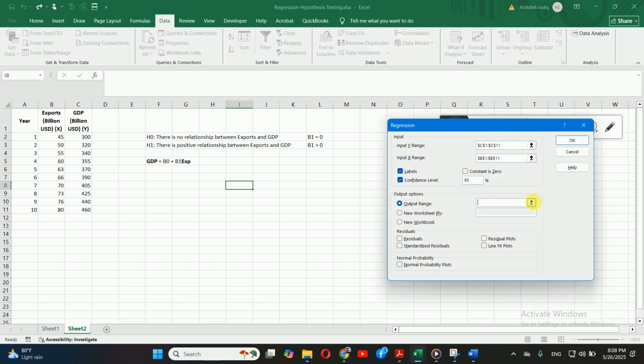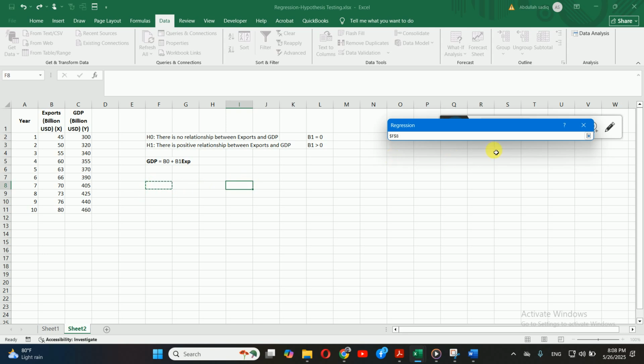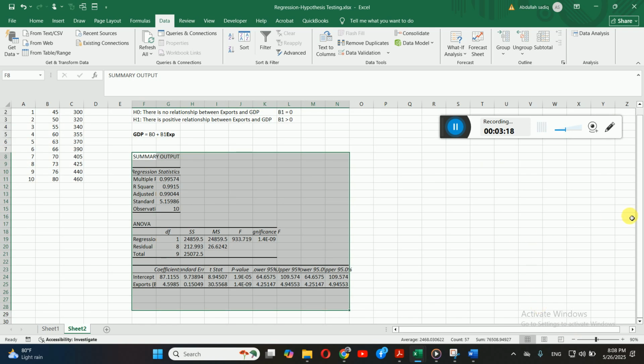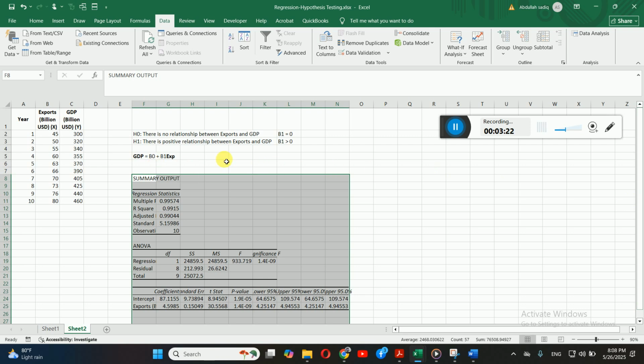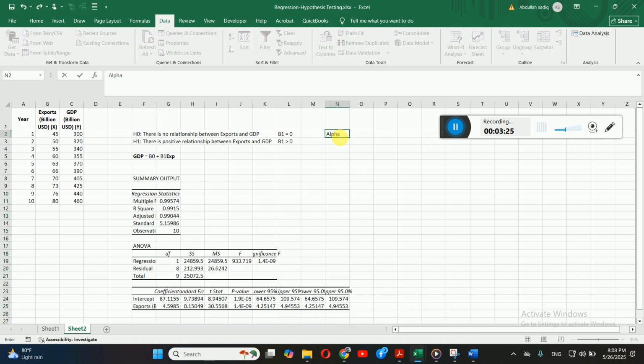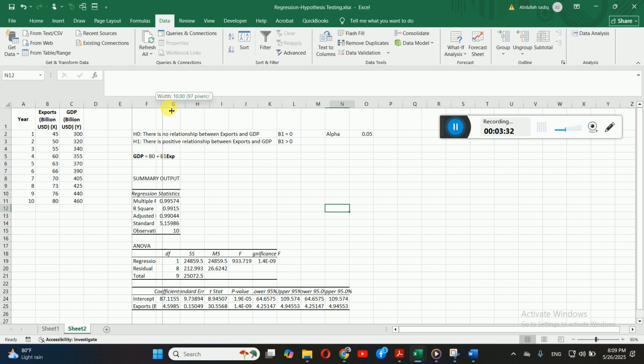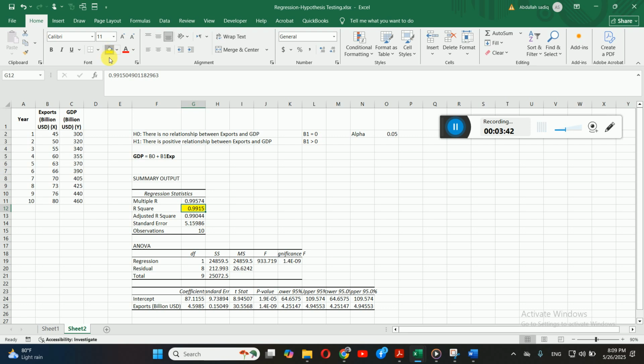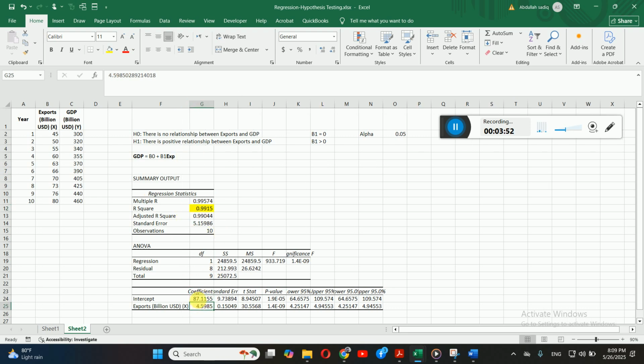For the output range, I'm just showing it here. This is the output of the hypothesis test. Dear students, look here. I'm interested in the alpha, that is 0.05. In this output, the information which is very important for you to check is, first, R square, which shows how much variation is explained by the regression model. Now this is the intercept here, and this is the coefficient. These two pieces of information are very important.